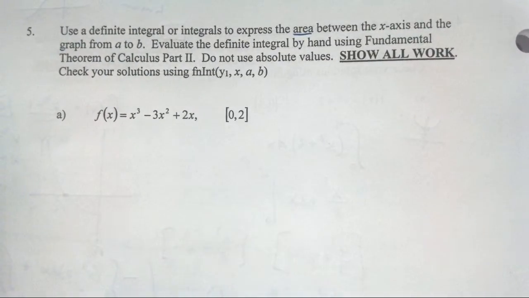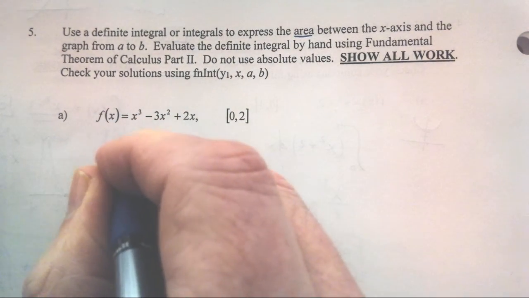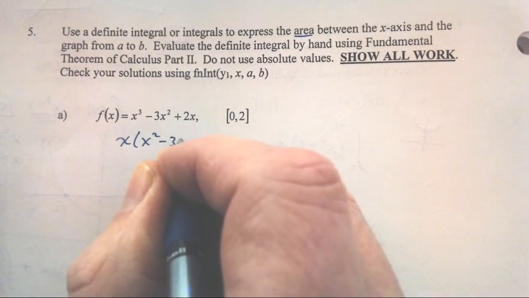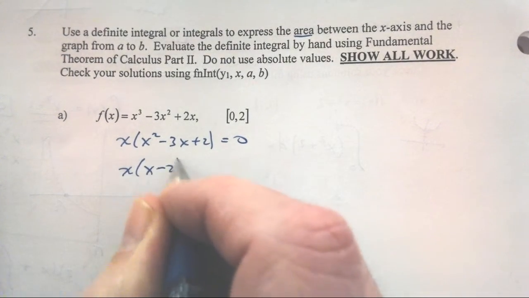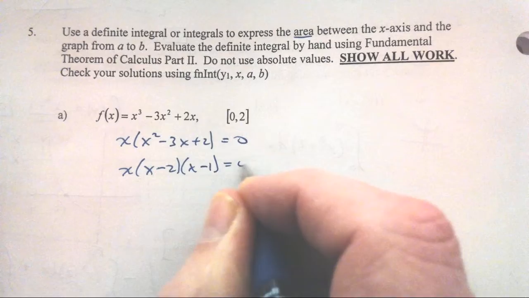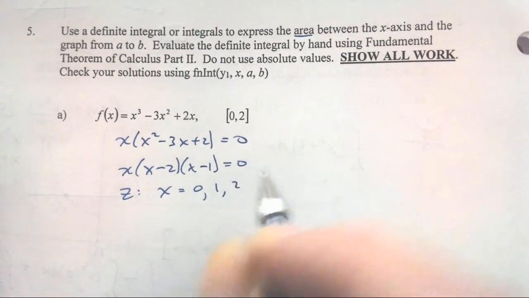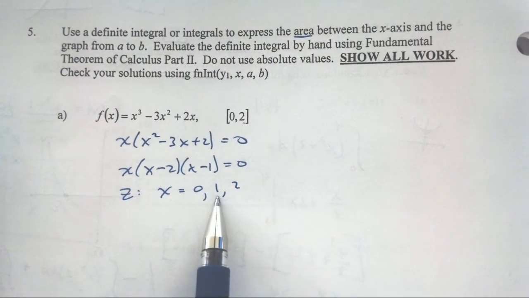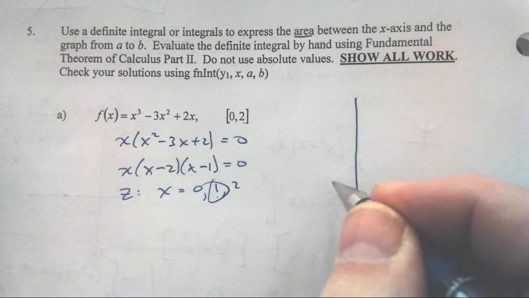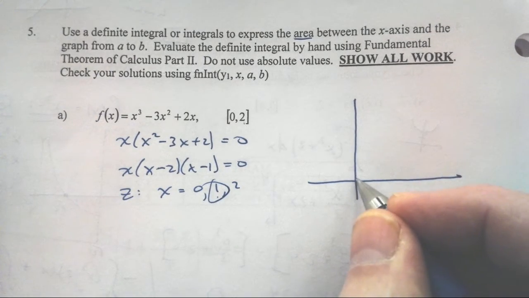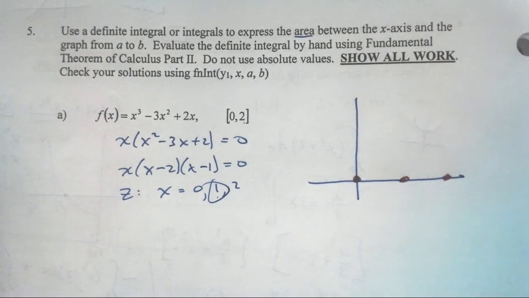Let's take a look. I'm going to find the zeros of this, because I don't know exactly what this graph looks like. So I'm going to factor this: x squared minus 3x plus 2 equals 0. Let's see, x times x minus 2 times x minus 1 equals 0. So we have zeros at x equals 0, 1, and 2, which is kind of nice. We have one at 0, one at 2, and another one at 1. This is the one that's really the troublemaker here, but for graphing purposes, this is pretty nice. I've got a 0 at 0, a 0 at 1, and a 0 at 2.